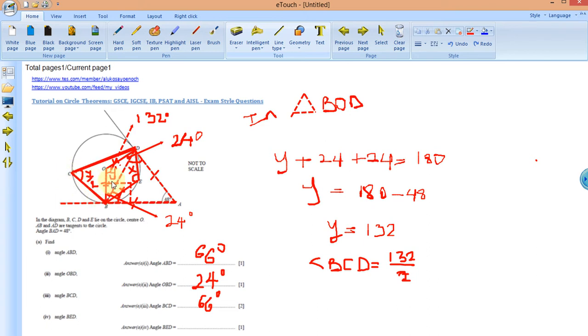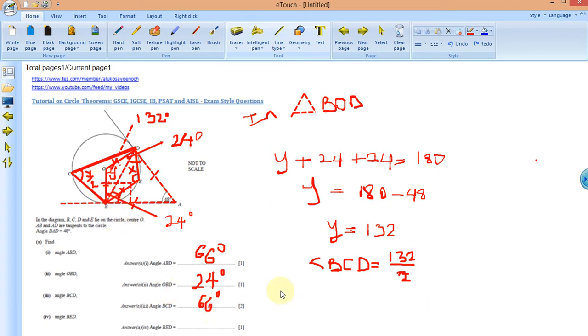When you have a quadrilateral inscribed in a circle, that is a cyclic quadrilateral. The opposite angles of a cyclic quadrilateral are supplementary, meaning that if I add angle BCD and BED, they should sum up to 180. Supplementary means that they sum up to 180. So angle BED, that is angle E, plus BCD should sum up to 180.